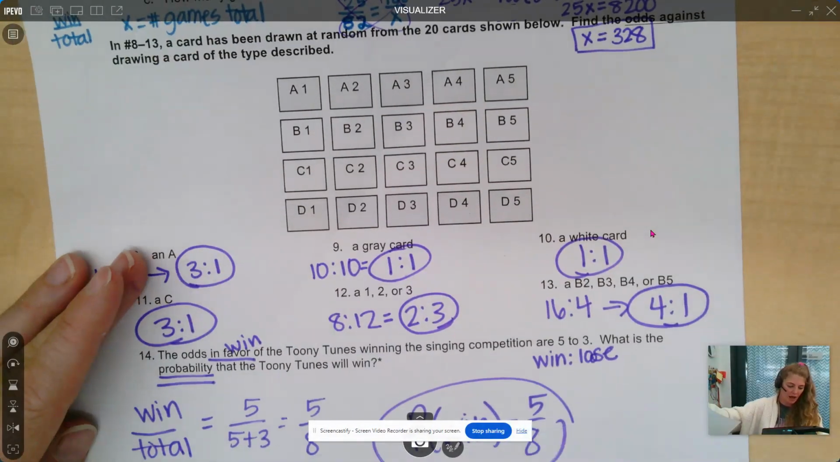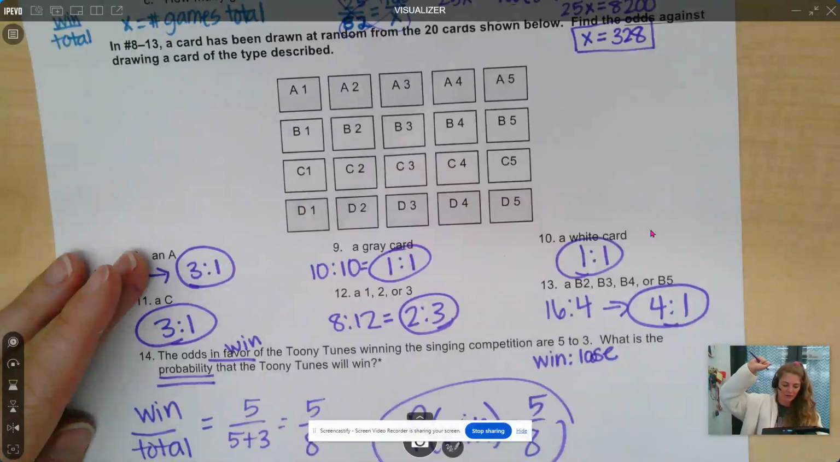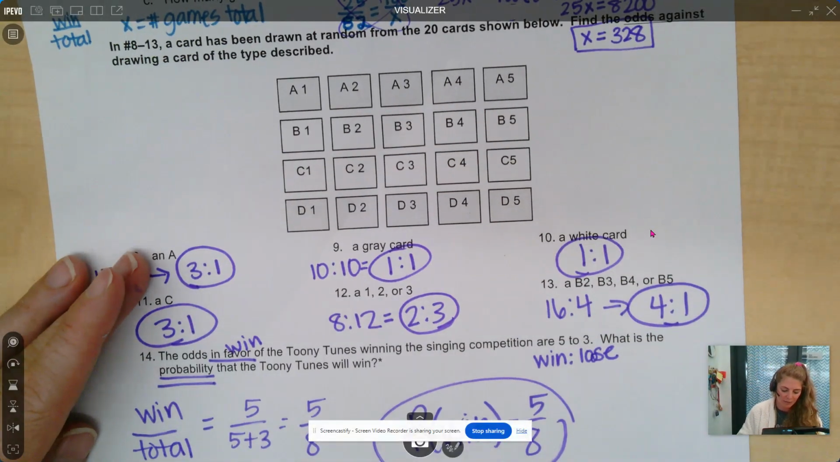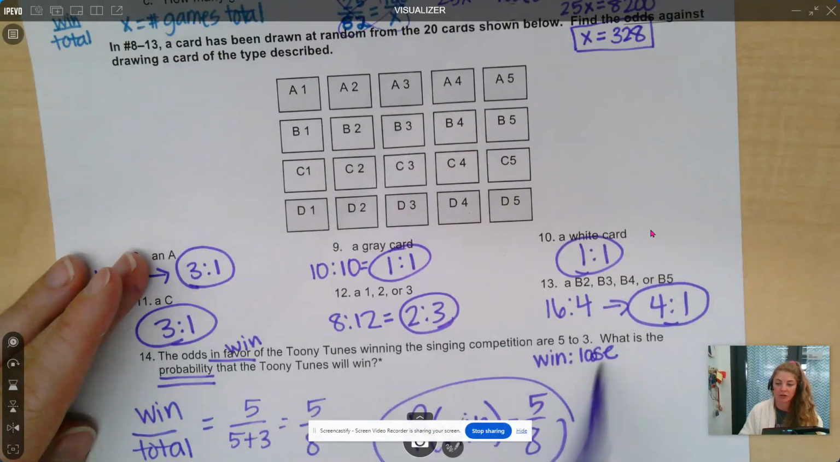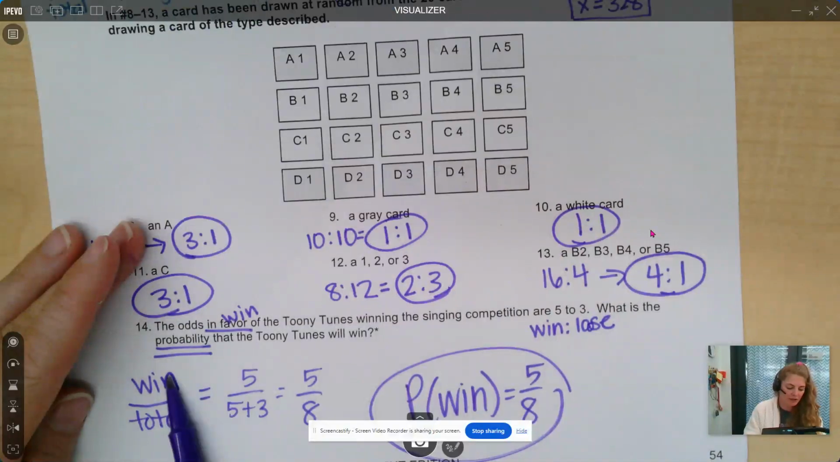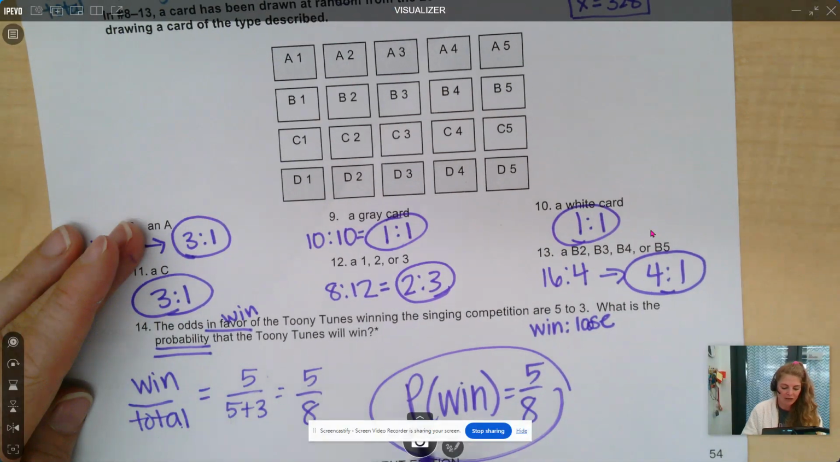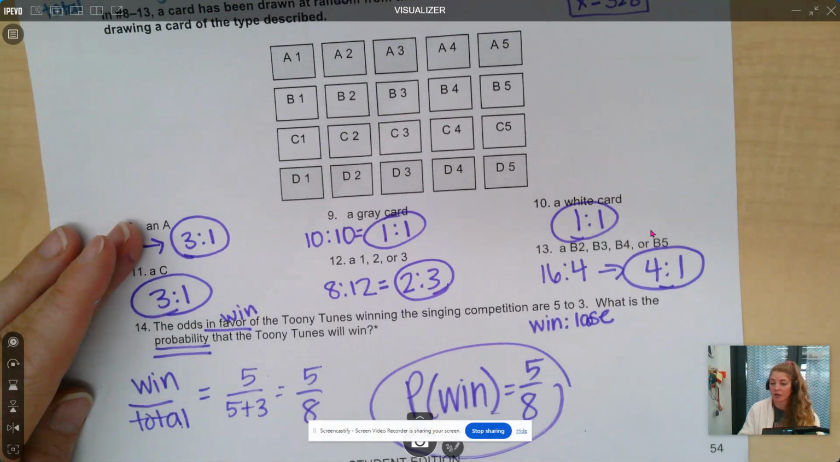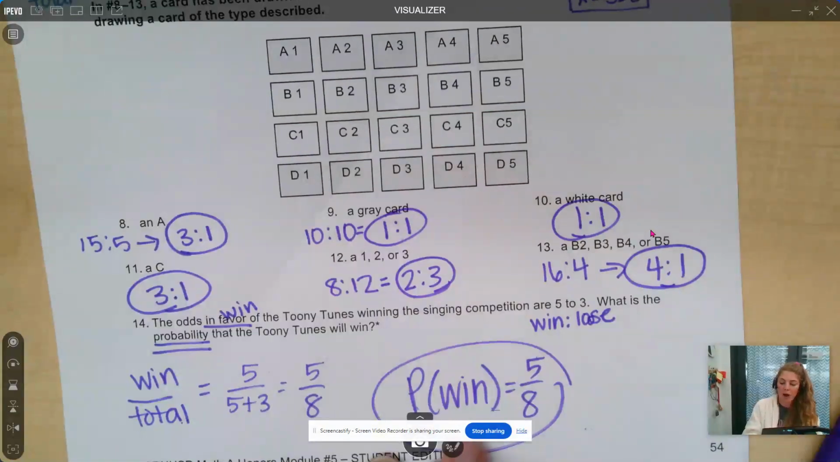So the odds in favor to win of the Toonie Tunes winning the singing competition are 5-to-3. So win to lose. We have a chance here. What is the probability that the Toonie Tunes will win? So probability would be win to total. So 5-to-8. So probability to win is 5-to-8. Hopefully you used probability notation to answer that.